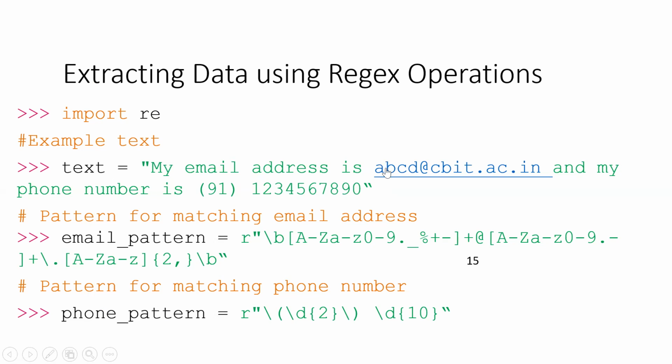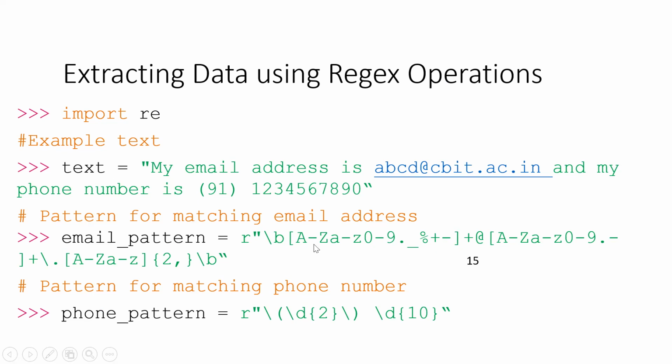So this is the email address pattern, and this is the phone number pattern. How do you write this pattern using regular expressions? That's what we'll see now. When you write this, email pattern is equal to r raw string, and at the beginning of the string you write \b, and enclose this in square brackets.